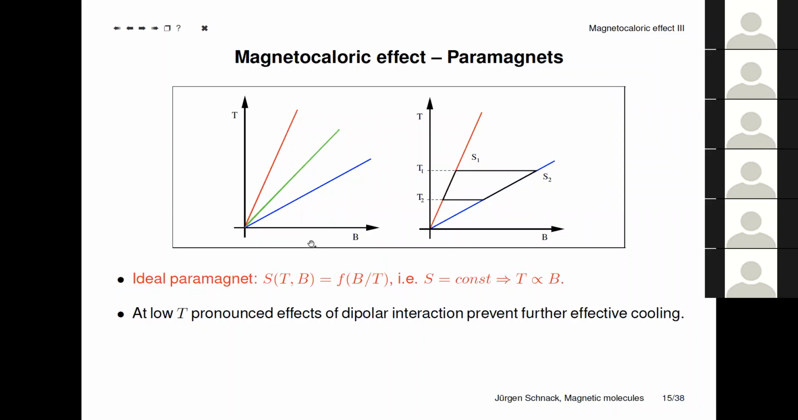And on the left-hand side, you see straight lines through the origin, and these are curves of constant entropy S in the T-B plane. So if you have an isentropic process, a process of constant entropy, and you start here on the blue line, which is at a certain field and temperature, and switch off the field, then your system would ideally run down the isentrope in an adiabatic process, and with that you would obtain a single shot cooling.